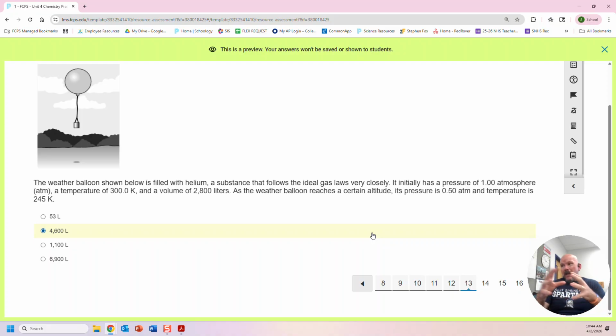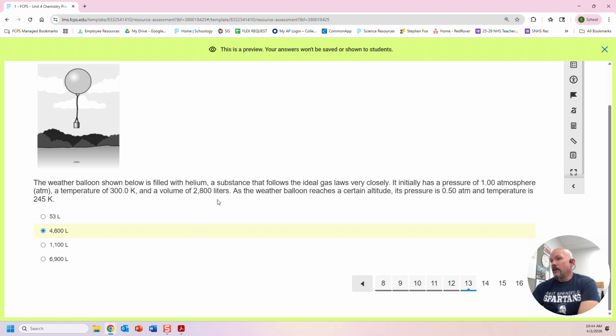So we have two kind of competing factors here. The temperature decreased, so the volume should decrease, but the pressure also decreases, so the volume should increase. But if we kind of understand the relationship, the pressure cut in half, so the volume should double.